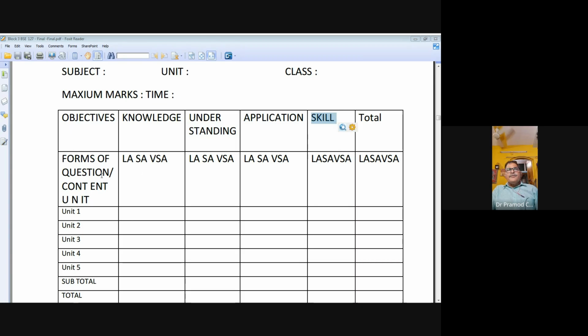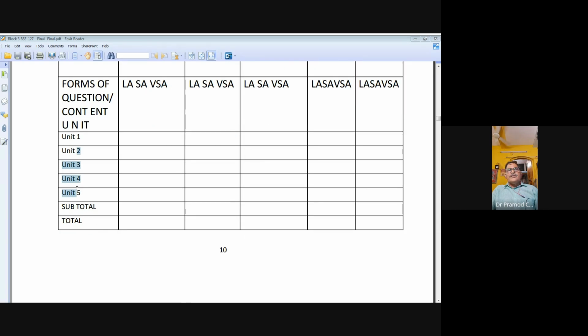But here forms of the question, long answer type, short answer type, very short answer type. Here is also understanding, long answer type, short answer type, very short answer type. But here content is there. You can see the 5 units are there.